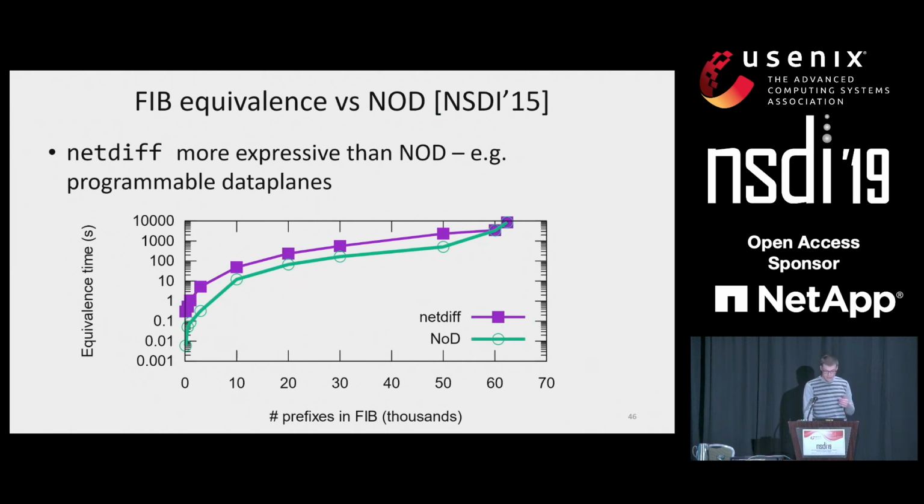in NoD. Unfortunately, NoD is less expressive than netdiff because it cannot express programmable data planes. We can see here that NoD performs better than netdiff in runtime, but the larger the input, the more this difference drops, and they become comparable after some point. So netdiff's superior expressiveness comes at relatively modest runtime costs.